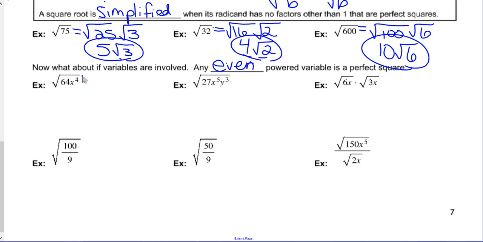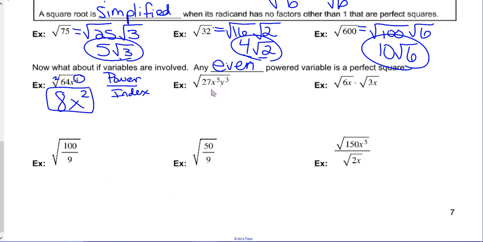An easy way to figure out the new power is to take this power inside and divide it by the index. Remember, it's an invisible 2 out front. So 64 gives me the 8 when I square root it. And when I take the power over the index, that gets me the new power, okay? So I get x squared. So you can always check your answer. If you square this, do you get back what's underneath there? And I hope you say yes. So 8 times 8 is 64. X squared times x squared is x to the 4th.